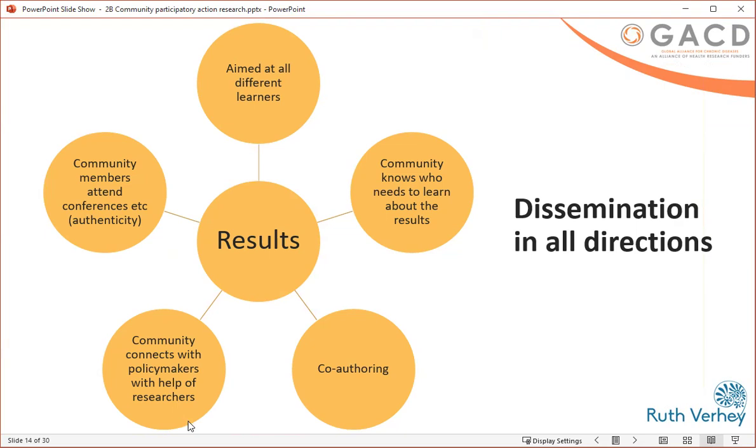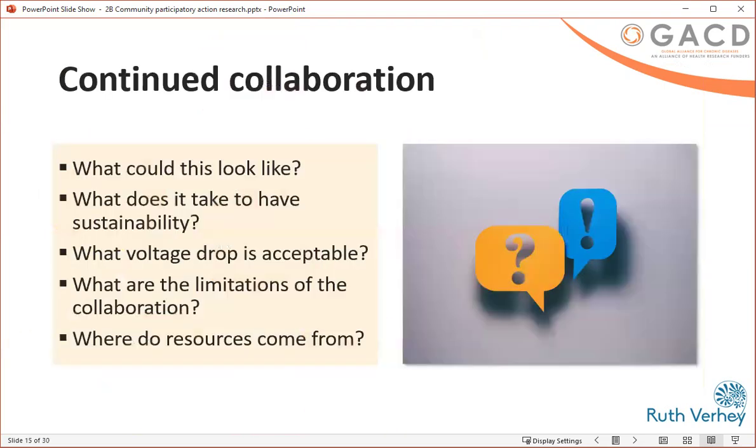Here we go. So the continued collaboration is something that I keep repeating on. This is what needs to happen. We need to build relationships that are long lasting and which might definitely go over and beyond any kind of grant period that was accounted for. So what could this continued collaboration look like? What does it take to have sustainability?